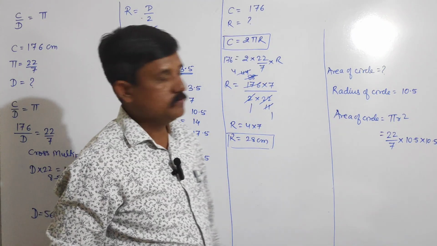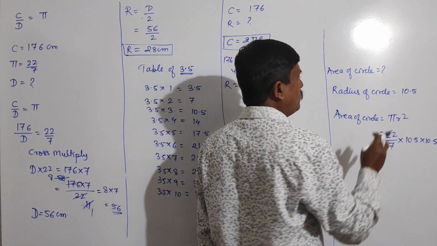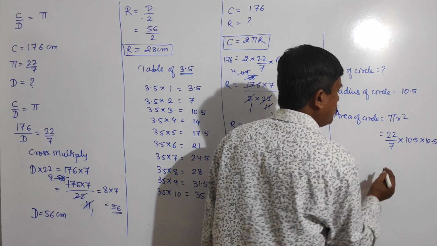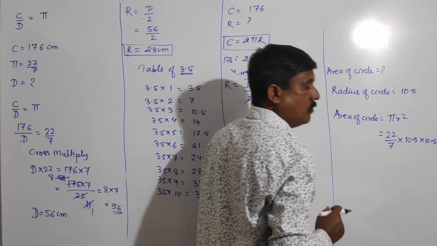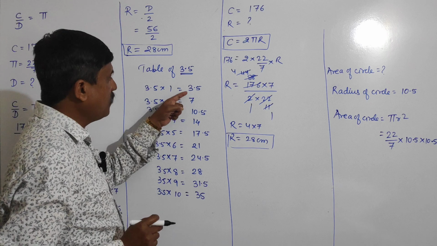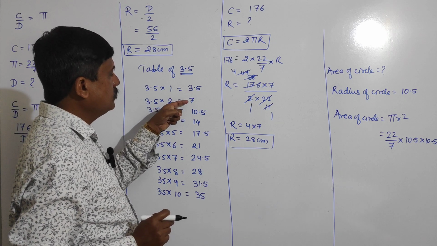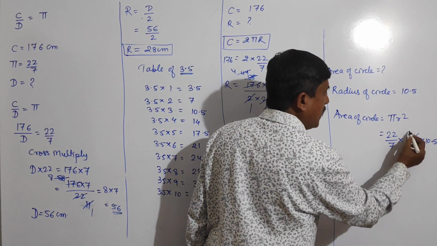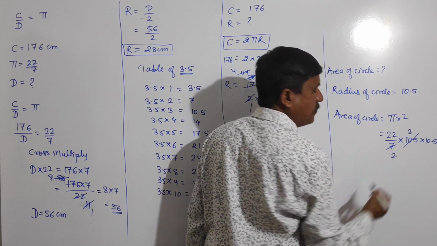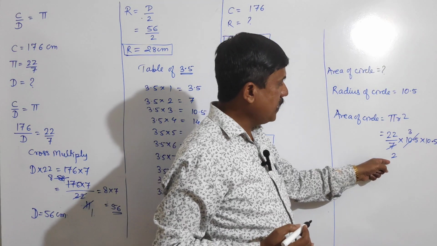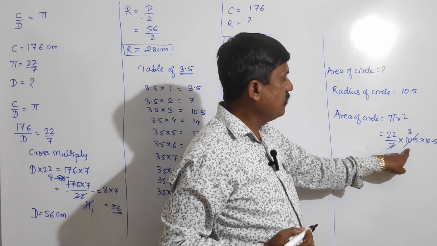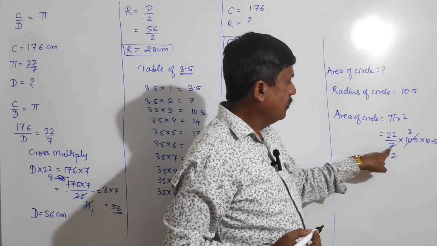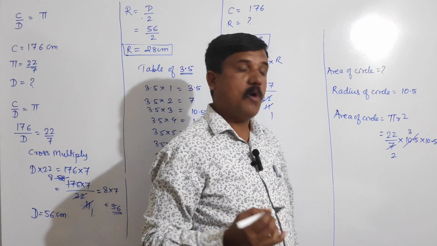How to cancel this? So let's take one more easy example, or the same example you can continue. 10.5 multiplied by 10.5. So how many times will this 7 and 10.5 go? If you know the table of 3.5, 3.5 ones are 3.5, 3.5 twos are 7, 3.5 threes are 10.5. So it will go in the table of 3.5, how many times? 3 times. It will go 2 times. 3.5 into 3 is 10.5, and this will go 2 times in the table of 3.5.